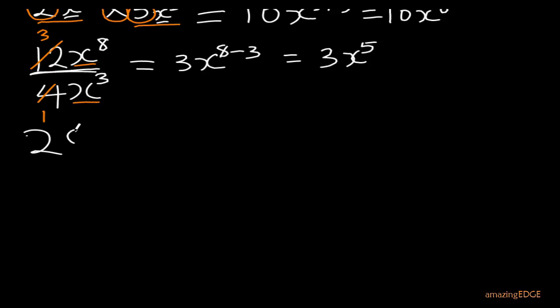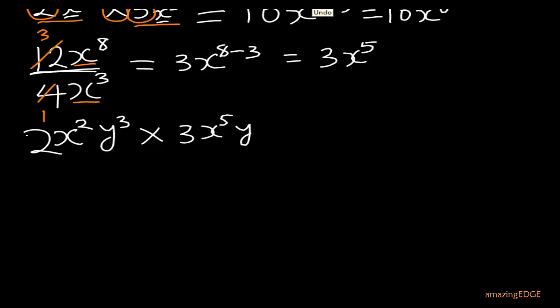So we have 2x squared times y cubed. So you observe in this case, we want to look at an example involving two variables, in terms of x and y, times 3x raised to power 5, times y. So how do we handle this? Again, we first of all handle the numerical value. So we have 2 here multiplying 3. So we first do that numerical multiplication. 2 times 3 will give us 6.